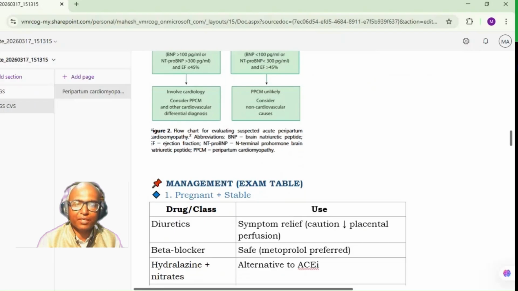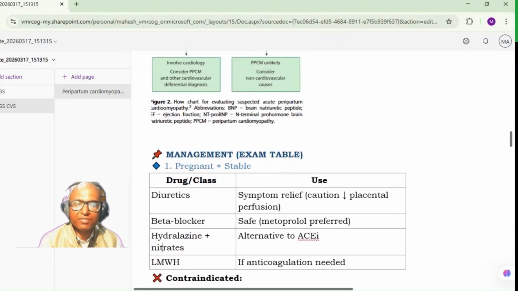Now coming to the management. So if the patient is pregnant and stable, the drugs which can be used, diuretics, that will give symptomatic relief.